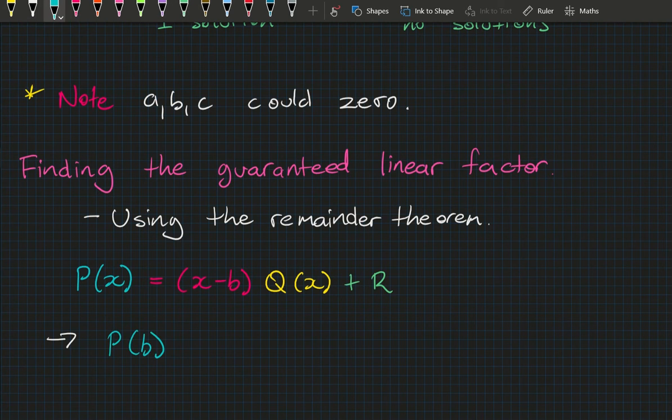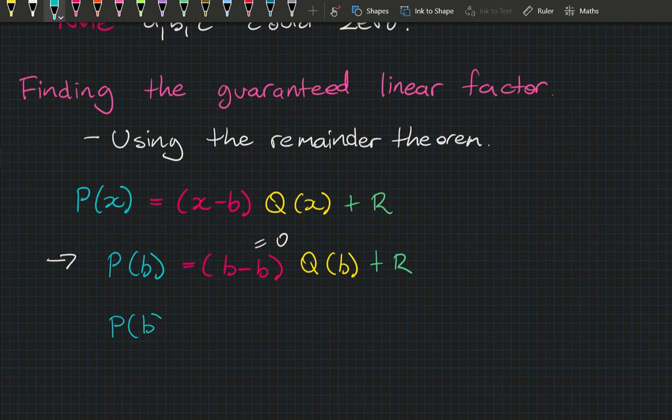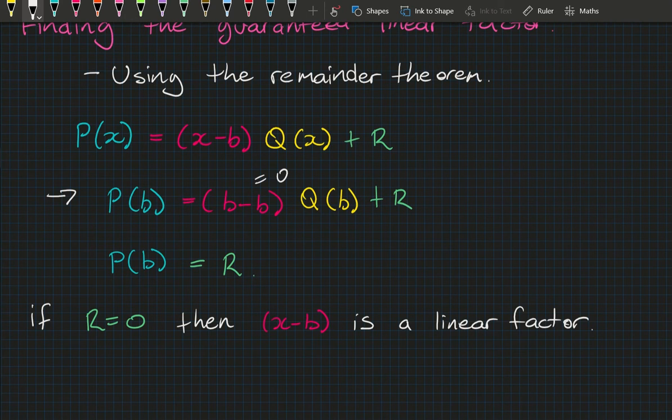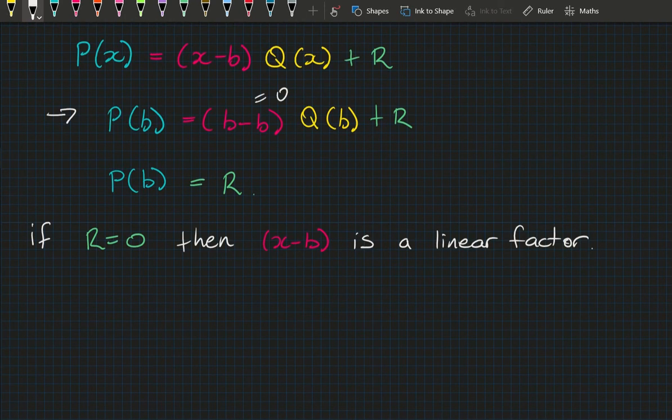And we also saw that if we subbed in b for x, then our divisor here became 0, and we're left with polynomial of b is equal to the remainder. And if the remainder is equal to 0, that would mean that x minus b is a linear factor. So the way we do this is we're going to use trial and error to find what b is.